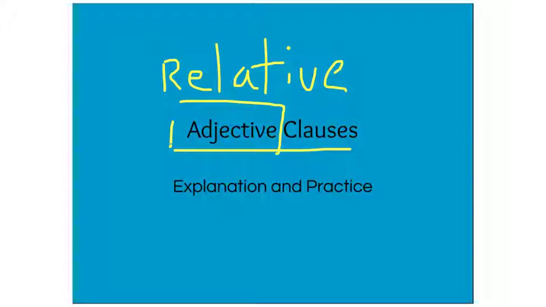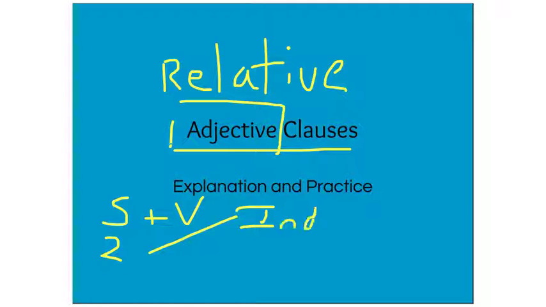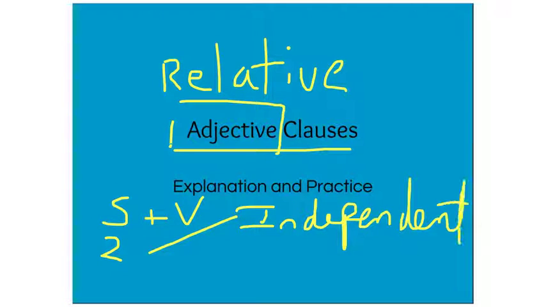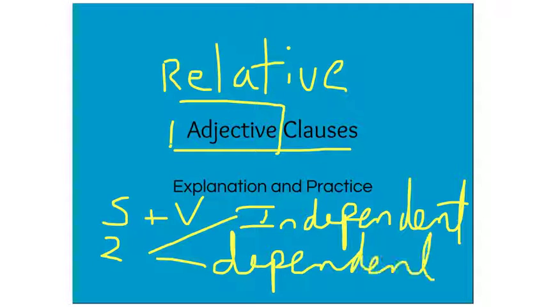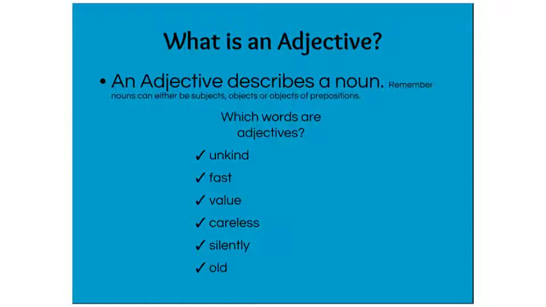We know that a clause has a subject and a verb. We know that there are two types of clauses. We have independent clauses that can stand all by themselves, and then we have dependent clauses that must have an independent clause to finish the thought. And dependent clauses always begin with some kind of a dependent word. And this is going to be true in adjective clauses as well. Before we start talking about adjective clauses, though, let's do a quick review.